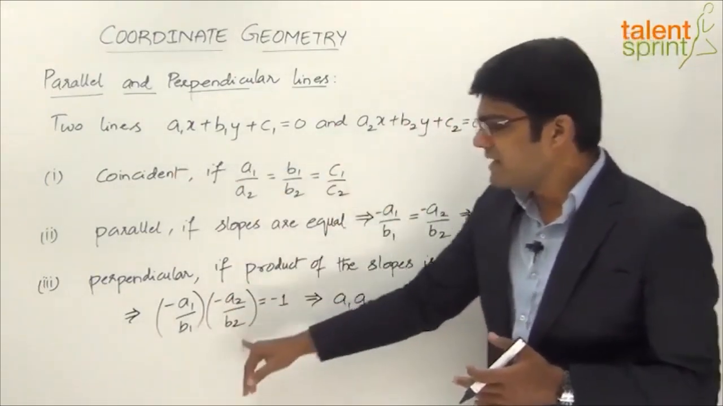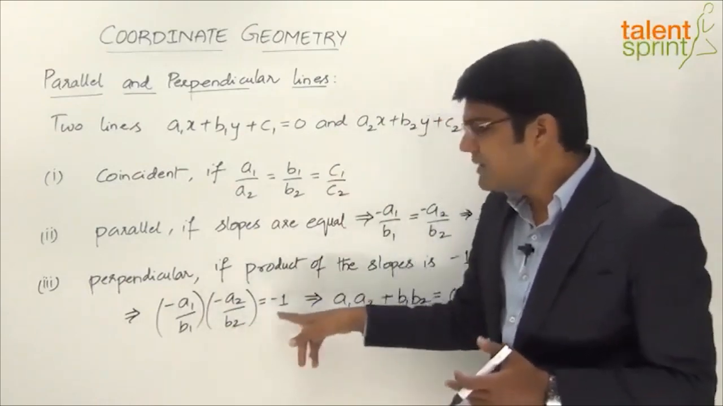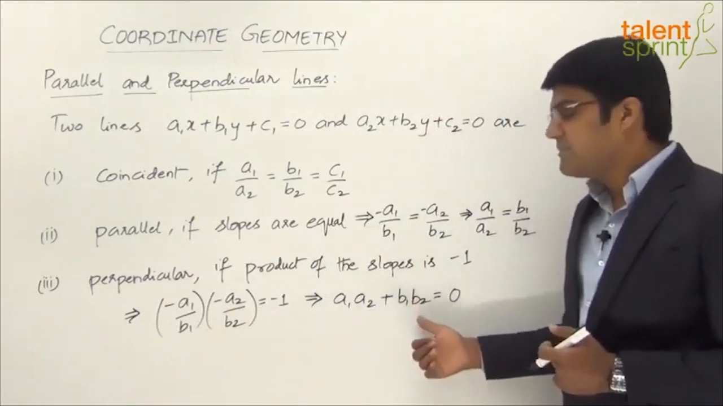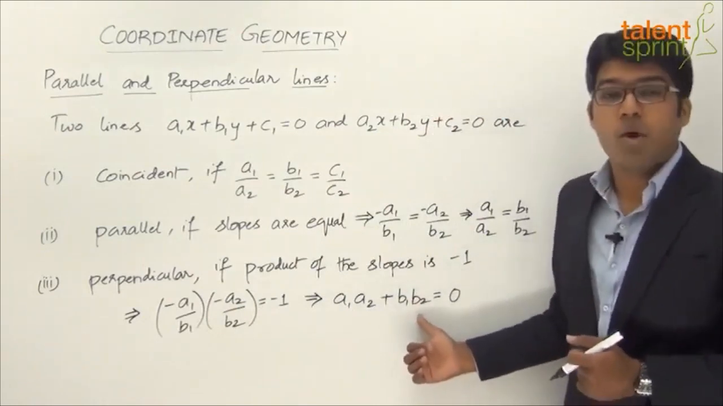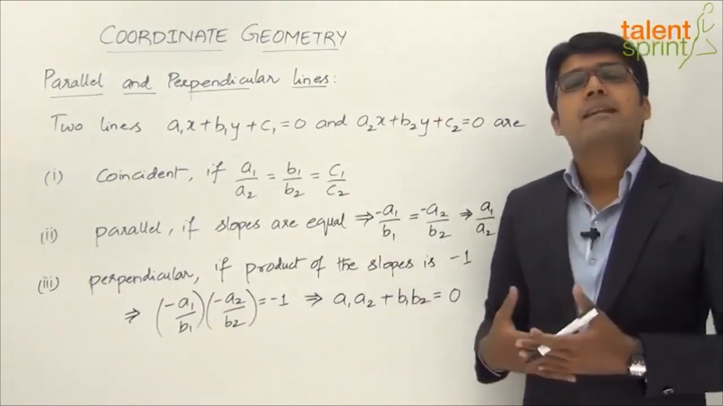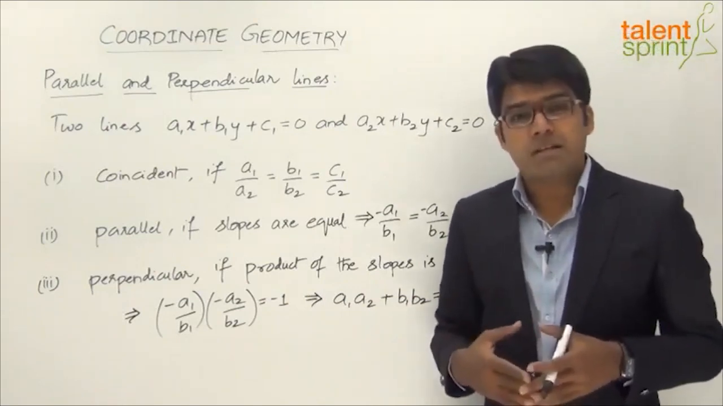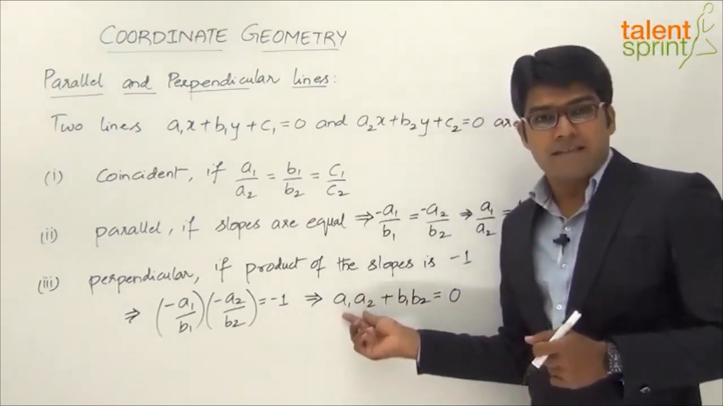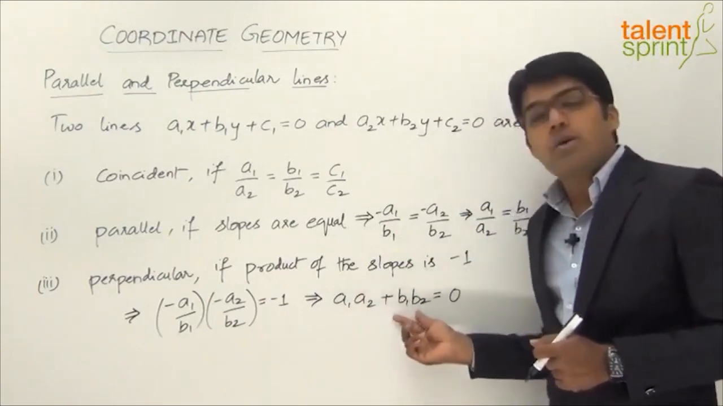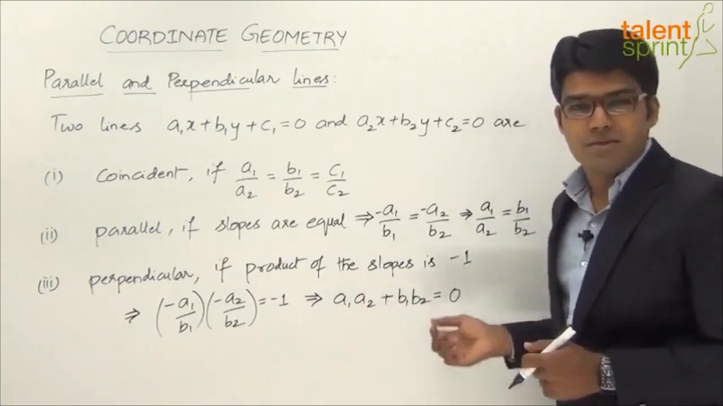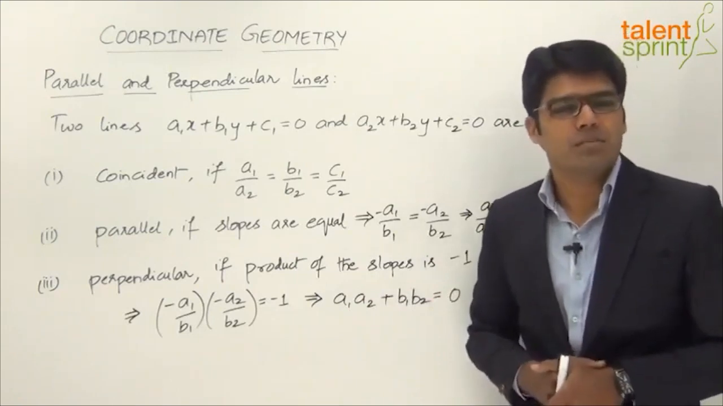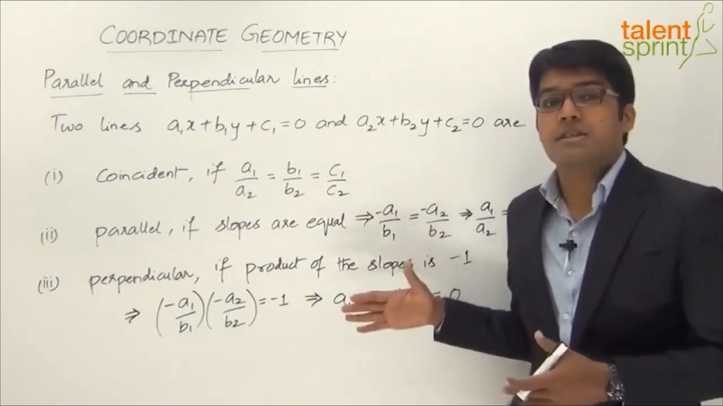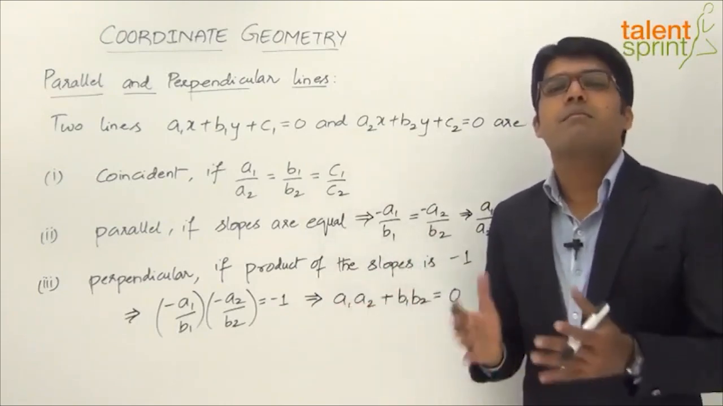Slope in the second case, minus a2 by b2. This product has to be -1. When simplified further, we get a1 a2 plus b1 b2 equal to 0. So the point here is, we can now conclude that the two lines would be perpendicular if the product of the coefficients of x added to the product of coefficients of y results in 0, or simply, remember, a1 a2 plus b1 b2 equal to 0. But the basis of this condition is that the product of the slopes is -1.